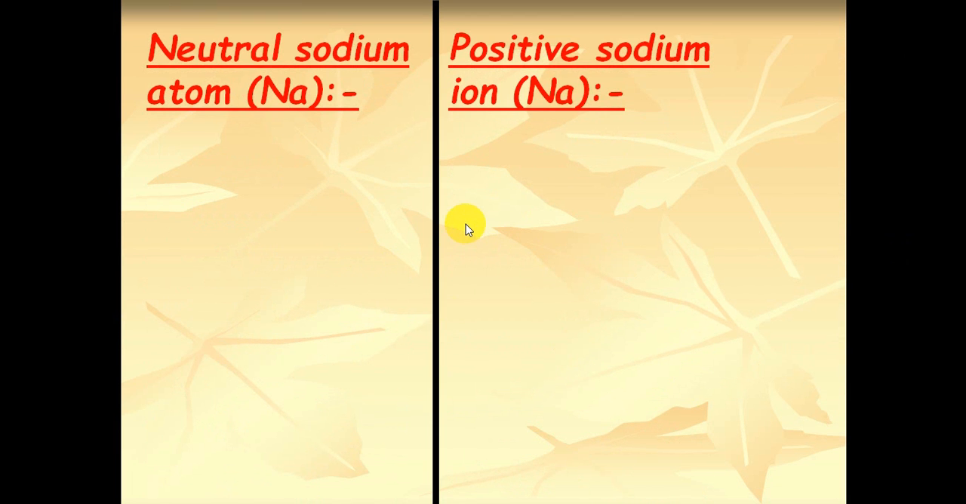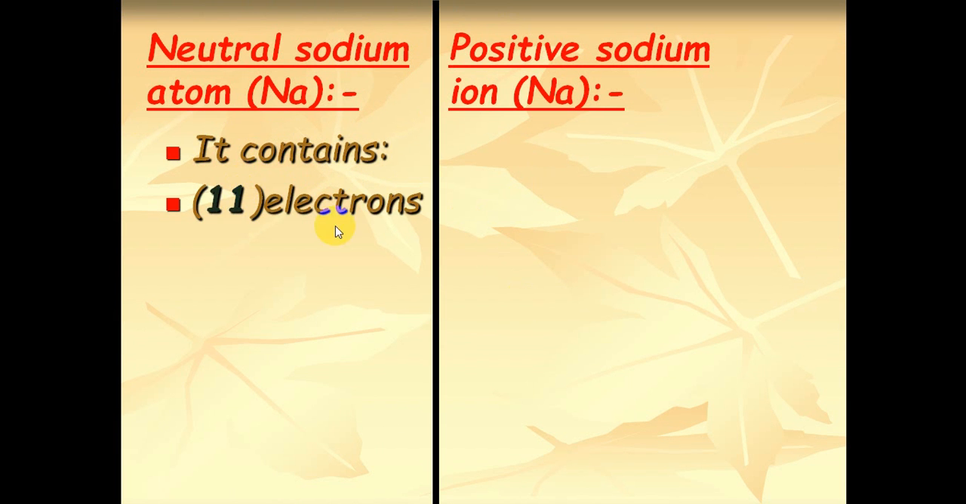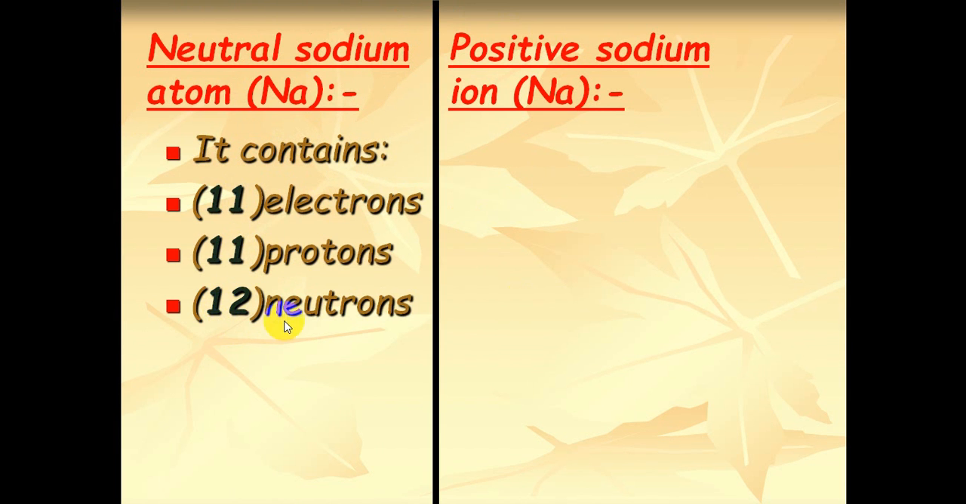So if we compare the neutral sodium, when it has the same number of protons and the same number of electrons, when they are equal, and here we will compare the positive ion. Let's see. It contains 11 electrons, 11 protons, and 12 neutrons.